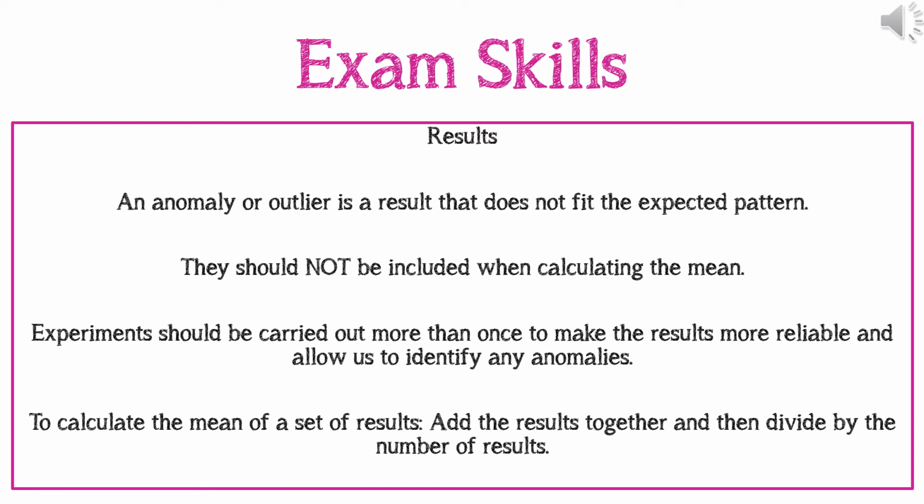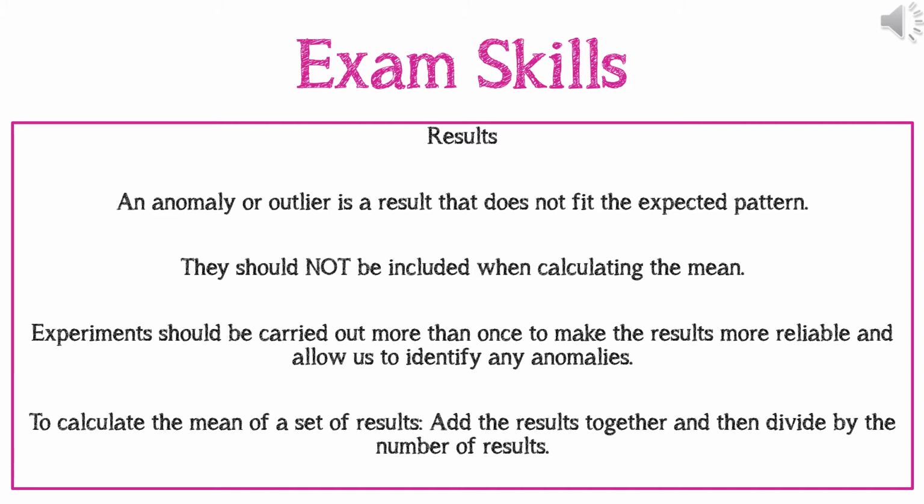Whenever we talk about an anomaly or an outlier, that's a result that doesn't fit the expected pattern. So quite often you'll be asked to identify the anomaly. So that's the one that doesn't fit the pattern of the rest. When we have an anomaly in a set of data, we do not use it when we calculate the mean.